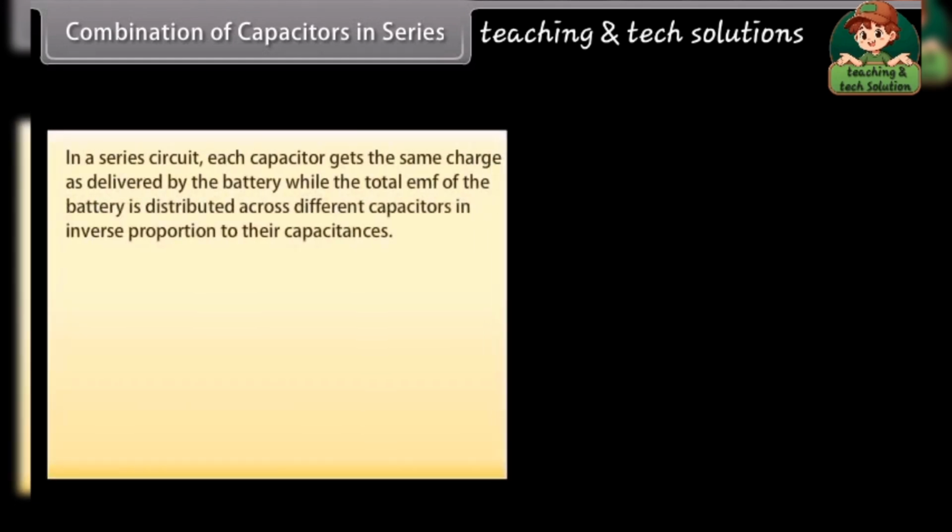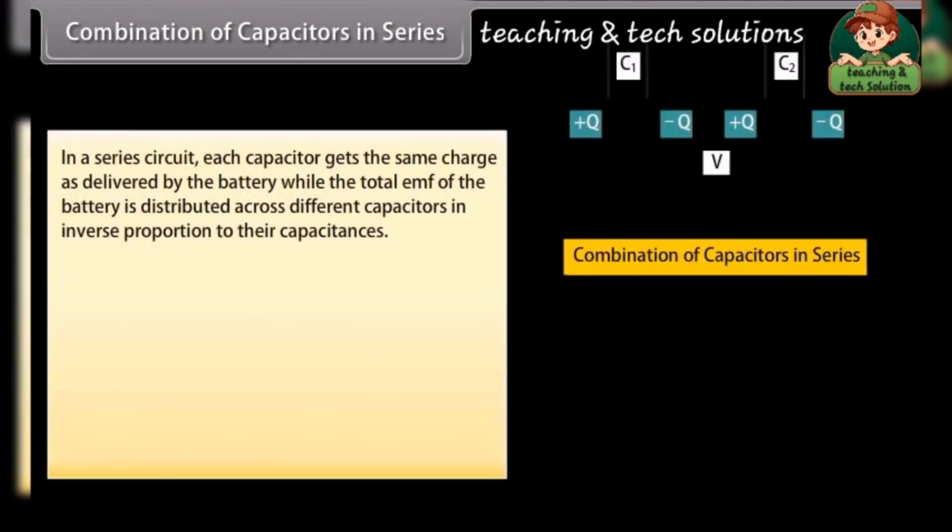Combination of capacitors in series. In a series circuit, each capacitor gets the same charge as delivered by the battery, while the total EMF of the battery is distributed across different capacitors in inverse proportion to their capacitances.